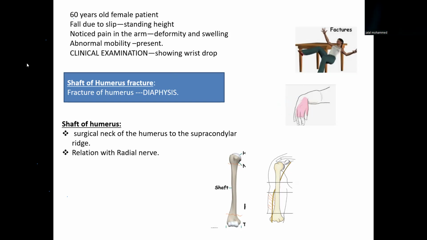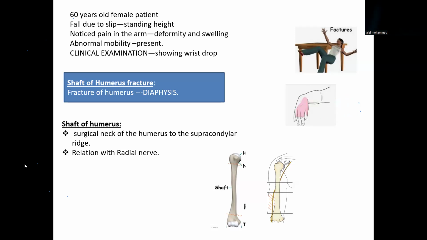And if you see, this pink color distribution is the sensory distribution. So there is loss of sensation. So this is radial nerve involvement resulting in wrist drop. This is a common association, an associated nerve injury following the humerus fracture. By this introduction, it's clear we are going to discuss humerus shaft fracture today.